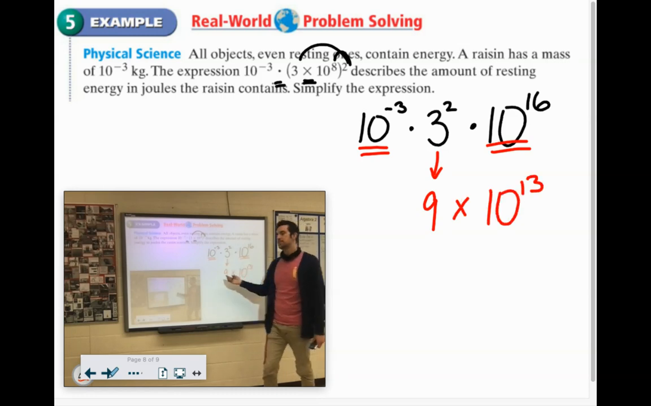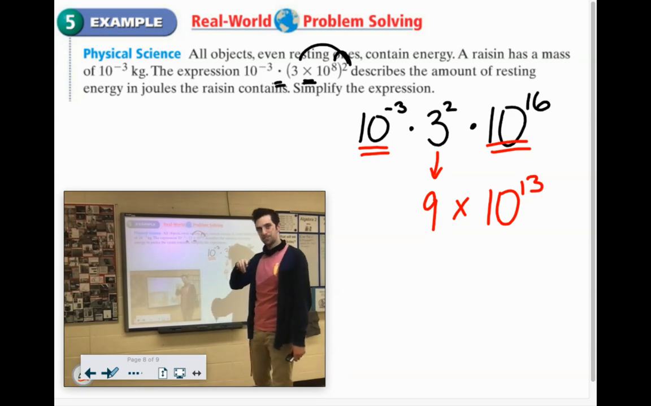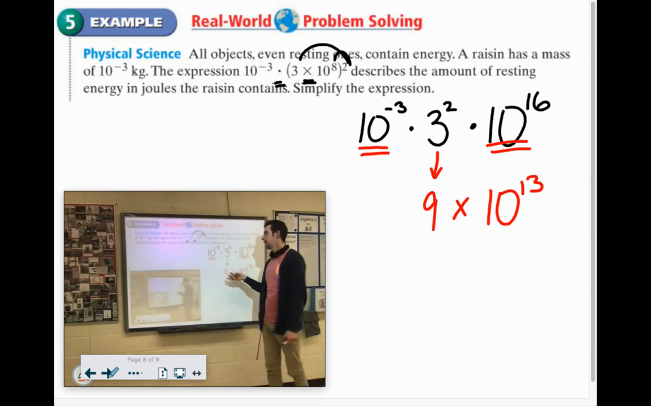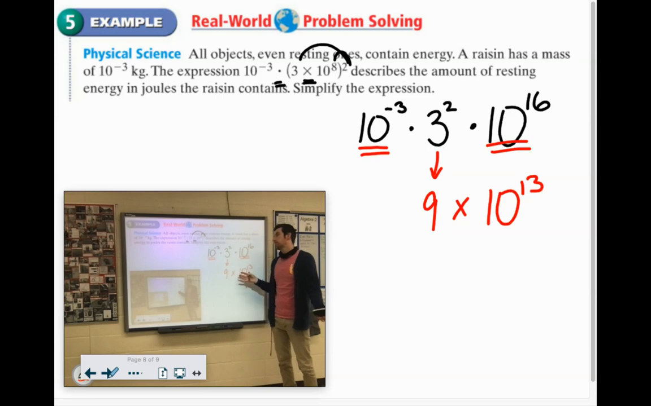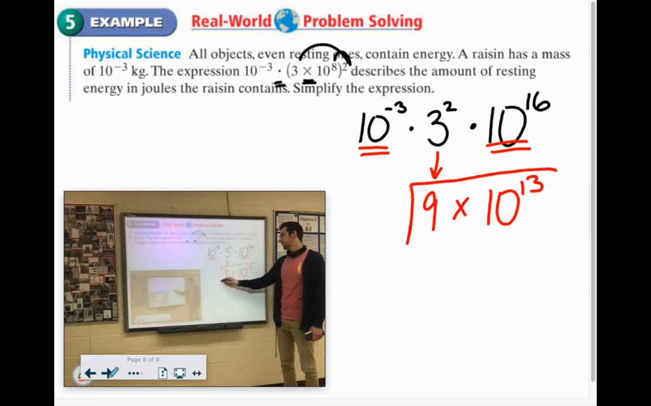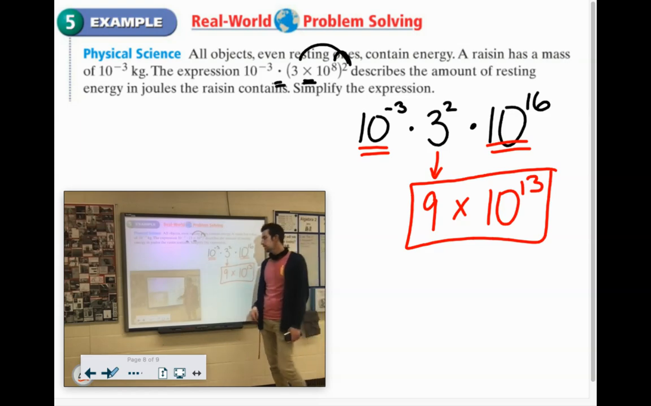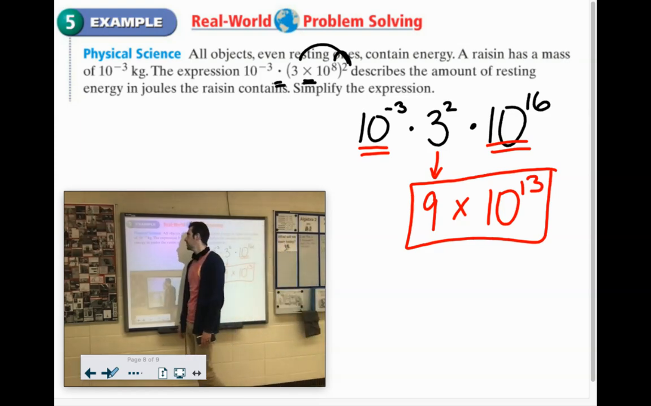In typical scientific notation, you'll see the x multiplication, but if you did the dot, it's fine. Is this in proper scientific notation? Yes, it is. Make sure your first number is between 1 and 10, and you've got an exponent on those 10s.